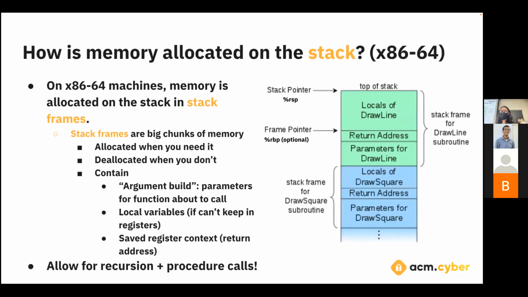So how is memory laid out on the stack? When the compiler wants to allocate memory on the stack, it does so in stack frames, which you can see right here. Stack frames are just big chunks of memory that are allocated every time the compiler wants to add something to the stack and doesn't have the memory for. It contains the parameters for the function that it's about to call, the local variables that it can't keep in the registers, and the return address for the function.